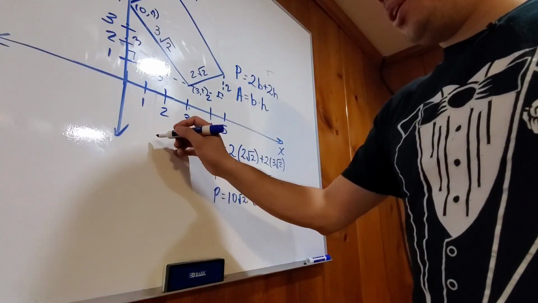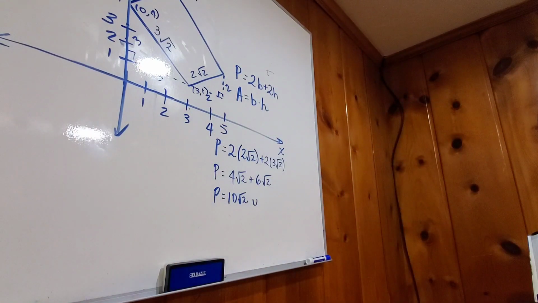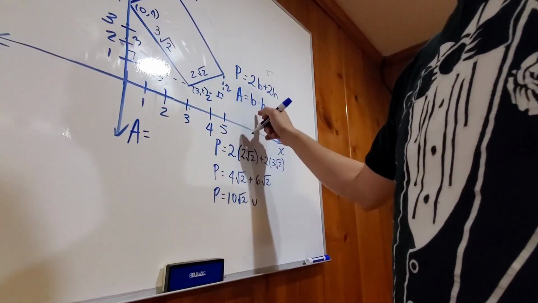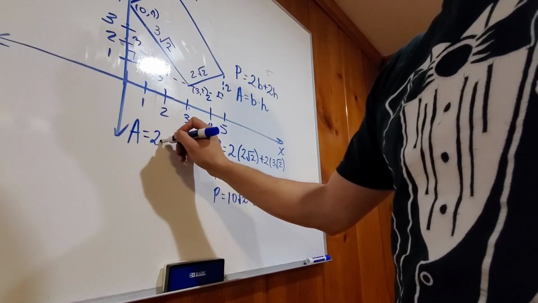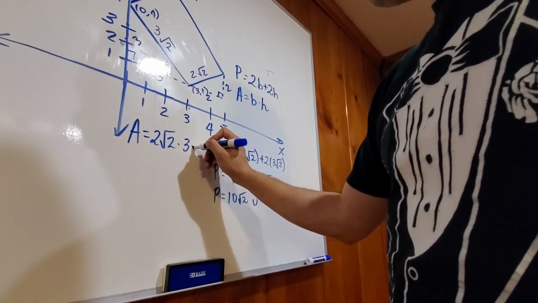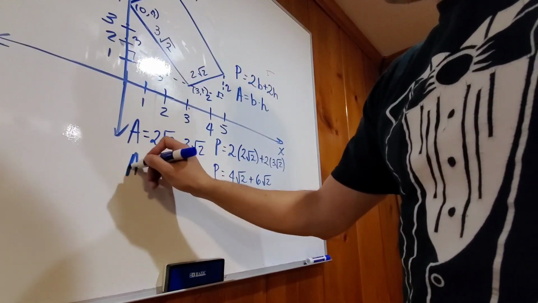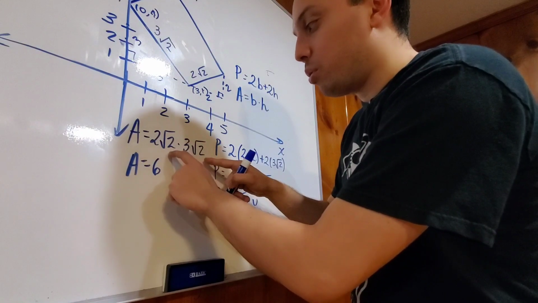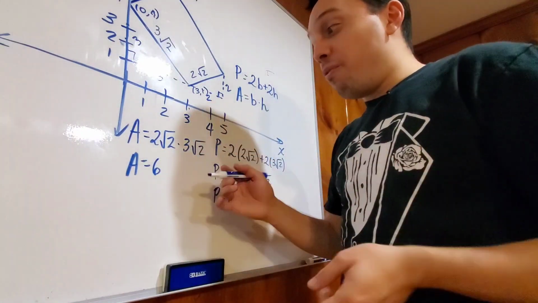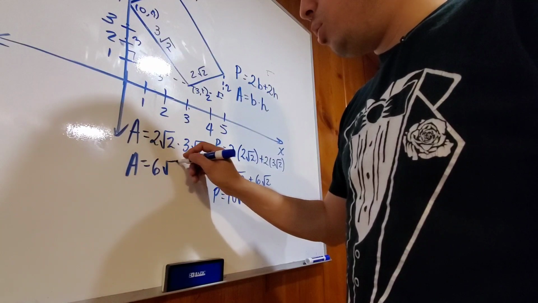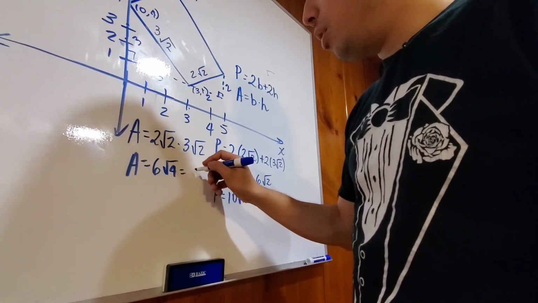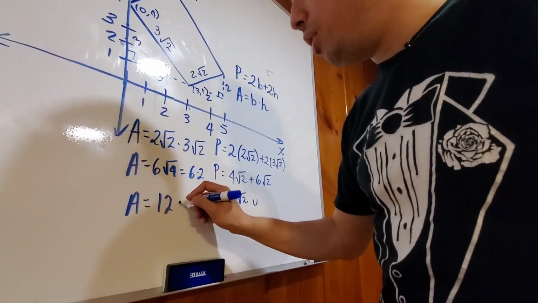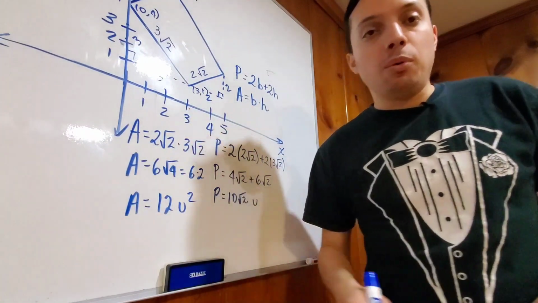Now let's do the area. Let's see if you can see where I'm going to do the area. Yep, I think you can. So area is going to be base times height, which is 2 square root of 2 times 3 square root of 2. So the area is going to be 2 times 3 is going to be 6. And here we are going to multiply square root of 2 times square root of 2, which is going to be square root of 4. And square root of 4 is going to be 2. So 6 times 2. So my area then ends up being 12 units squared. And that is example 1.